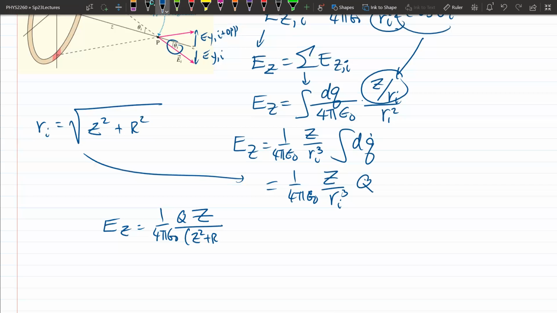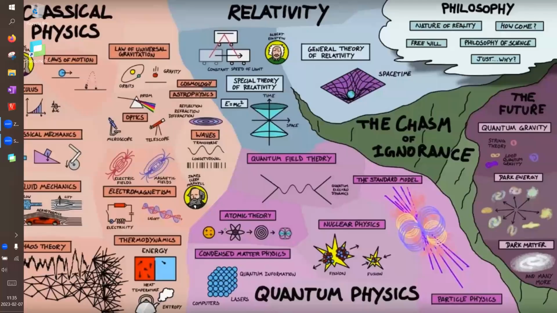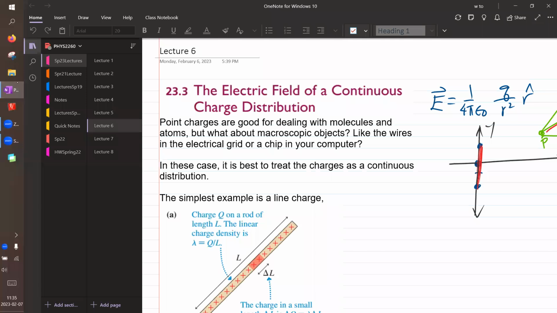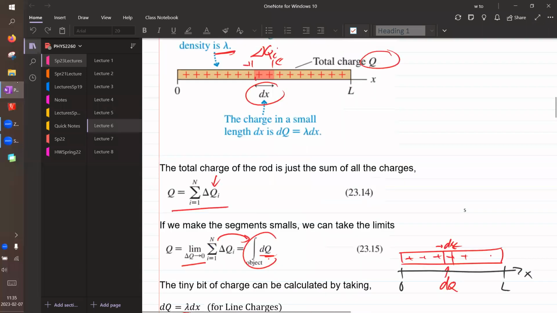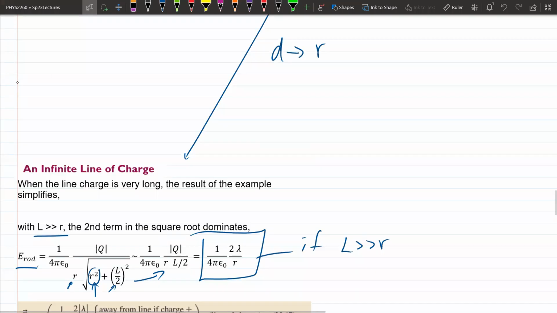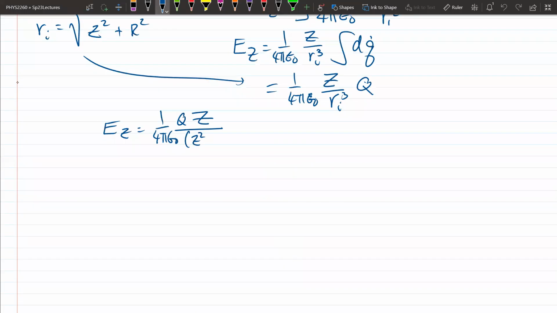Come on. I think the app just crashed. Did it not save anything? Let's see, save it. Let's see how much math I have to redo. Oh, that's not too bad. R squared to the 3/2 power.